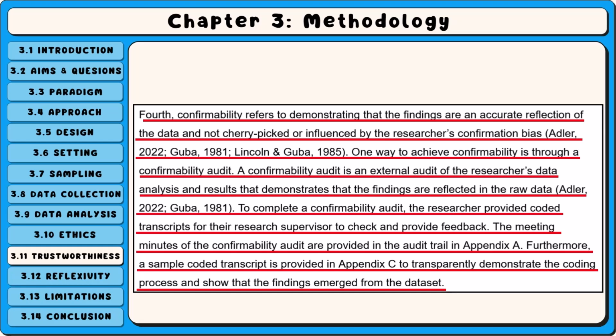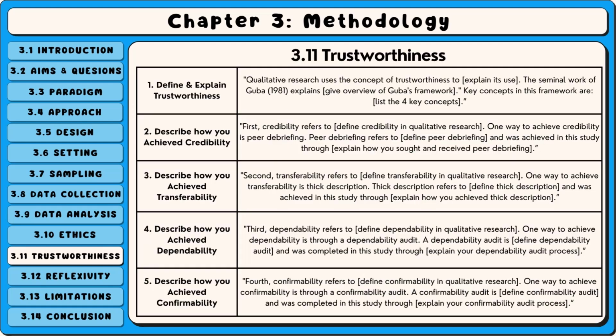It outlines how you approached your research advisor to get them to check over your data coding and included a coded transcript in the appendix, as well as your confirmability audit trail that provides meeting minutes from your supervisor meetings. That's the end of section 3.11, the trustworthiness section. By the end of this section, you should have defined and explained trustworthiness, described how you achieved credibility, transferability, dependability, and confirmability.